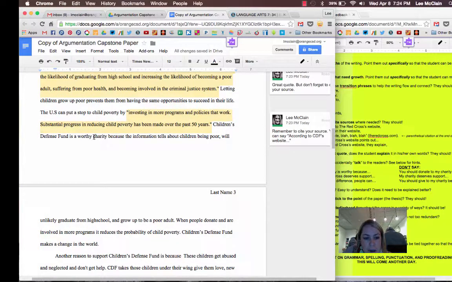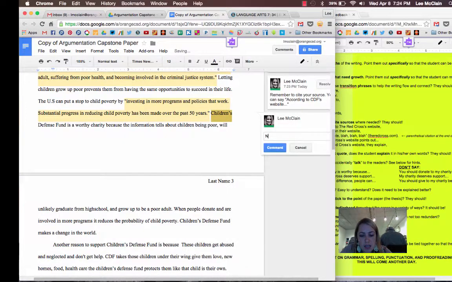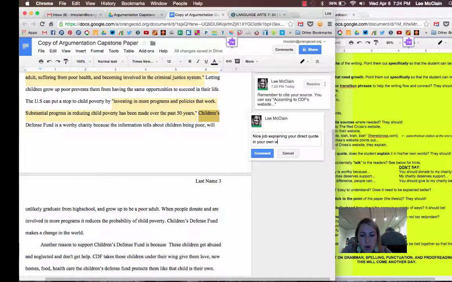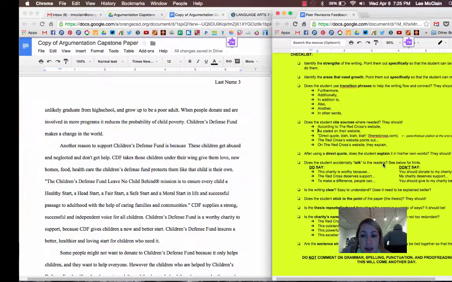I really like this part because she sums up, like, Children's Defense Fund is a worthy charity because the information tells children about being poor. She's explaining the quote right here. So I'm going to say, nice job explaining your direct quote in your own words. This makes your writing strong and easy to understand. Okay. And I would continue. I'm going to come back here.